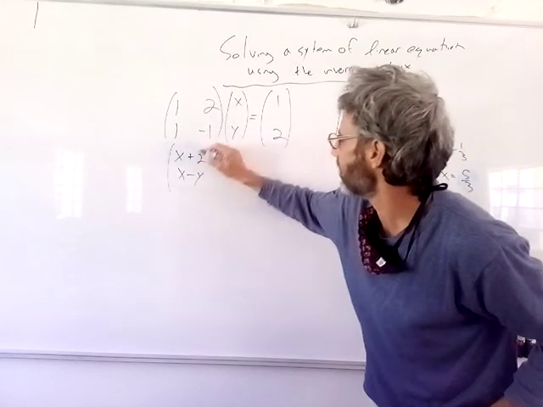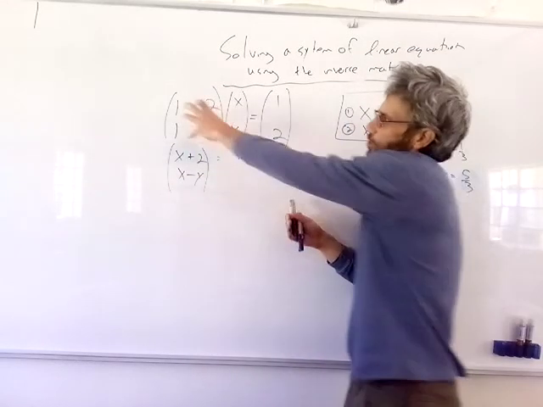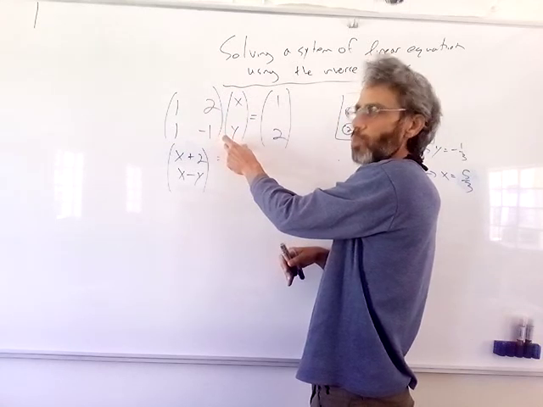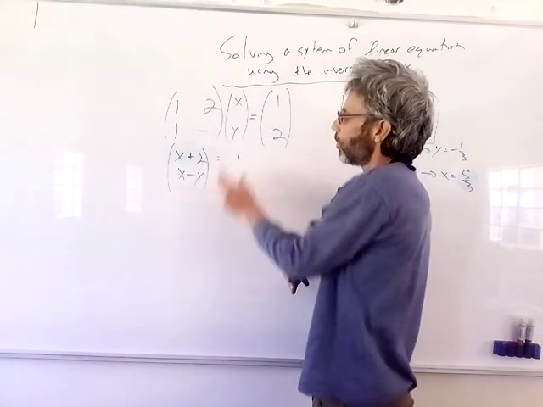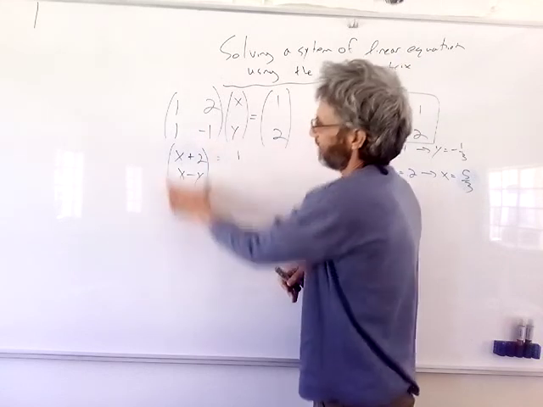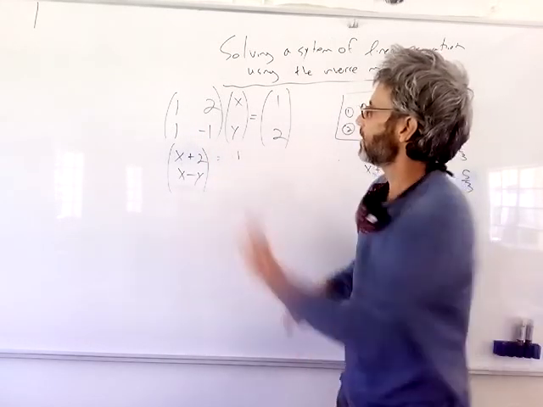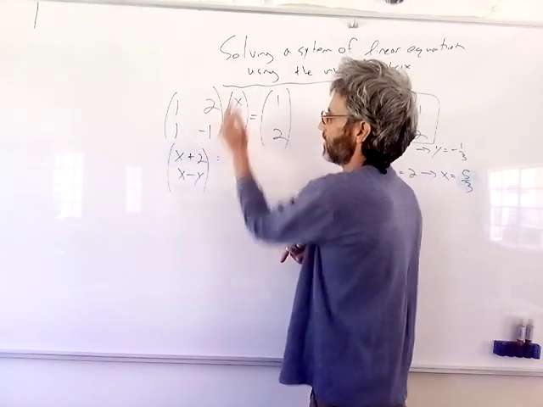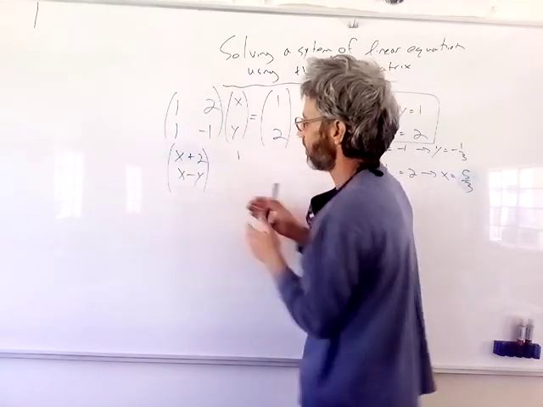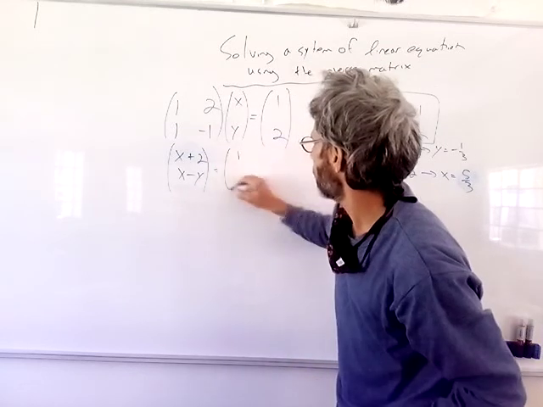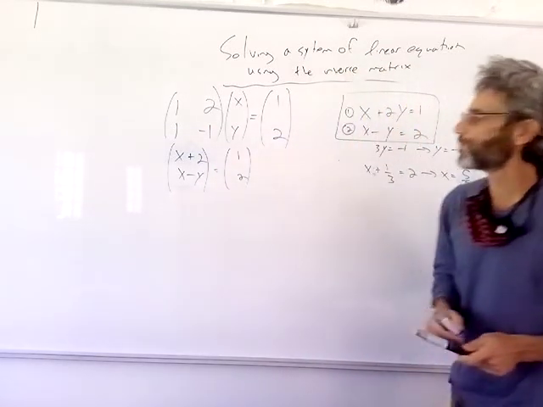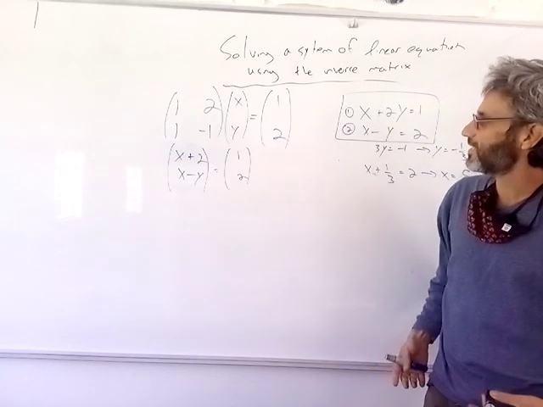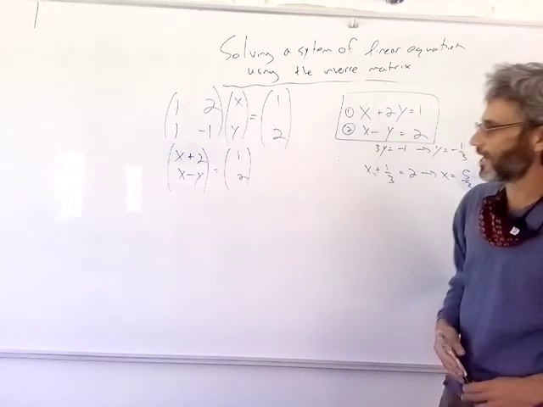When I multiply a 2 by 2 matrix by a 2 by 1, what I'm getting is another 2 by 1. So that times that is x plus 2y, and that times that is x minus y. So that's another vector. Now that vector is equal to 1, 2. How amazing is this? It is quite cool.